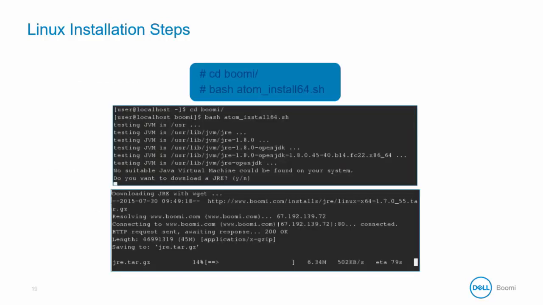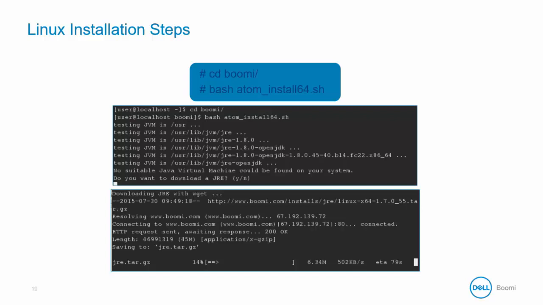With the installer downloaded, it's time to execute. From terminal, change the directory to the installation folder. In this example, the directory is called Boomi. Then use bash to execute the installer shell script. Note that you can force the installer to execute in the command line. However, for our illustration purposes, the graphical installer is used in this example.